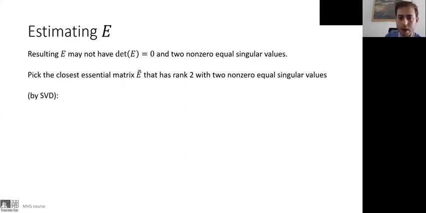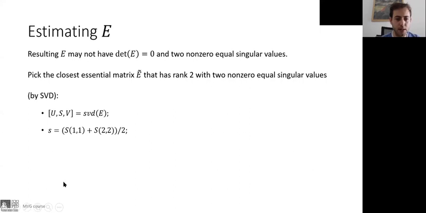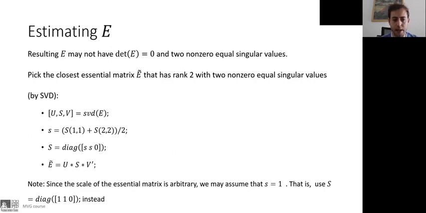Yeah, so I mean, it's true. What we can simply do is to average the current two singular values and use them as the identical two singular values. And then rebuild the essential matrix from the singular vectors and the average singular values. So that's one solution, but the scale of the essential matrix can be set arbitrary. So we can just assume that S is 1 and use capital S to be a diagonal matrix with diagonal elements 1, 1, 0.